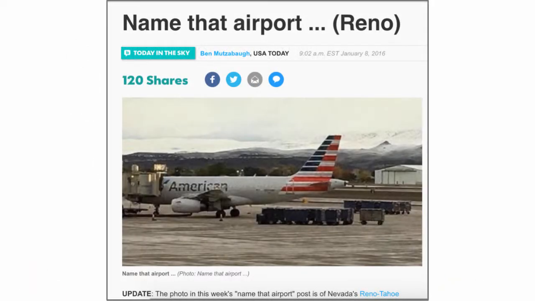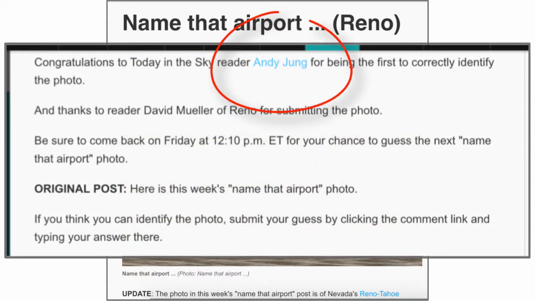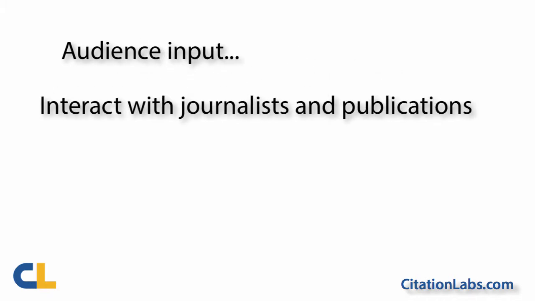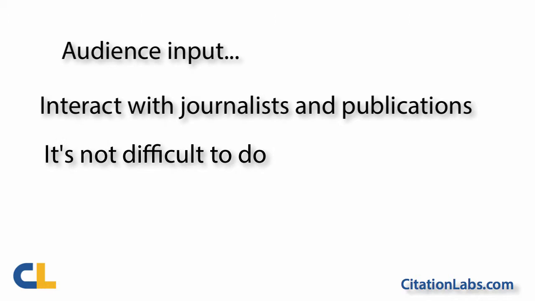And I found a really cool example. This is also USA Today, but they do a name-that-airport feature. I think this is a weekly thing they do, where they show a picture and ask, can you name the airport? You see that this guy, Andy Young, was the person who named the airport that week. This is something really fast that happened probably over a couple of days. But if you're someone in the travel industry who wants to get your name out there, what better way? There are ways to interact with a journalist, interact with a publication, and get your name out there even further. The other great thing about this is it's not all that hard to do.